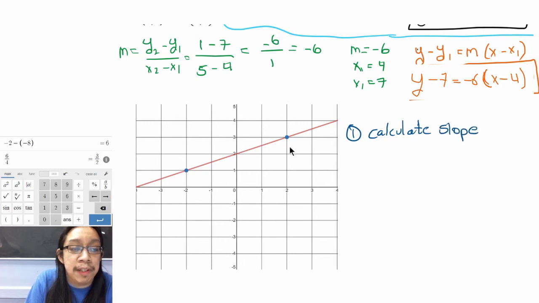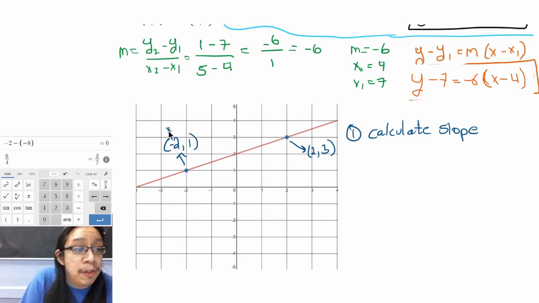We want to calculate the slope. So one thing that we can do to make our life maybe a little bit easier is label these points as the appropriate coordinates. For example, we can label this point as (-2, 1). We could also label this point as (2, 3).